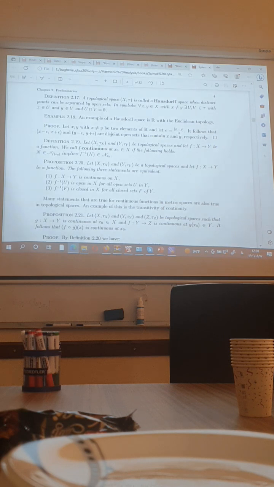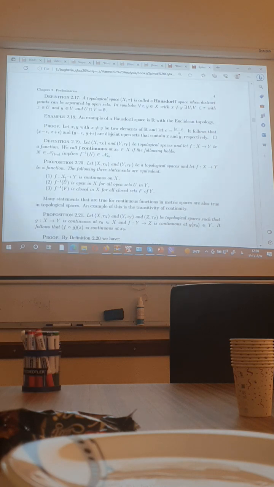Let (X, tau x) and (Y, tau y) be topological spaces, and f from X to Y be a function. We call f continuous at x0 if the following holds: for any neighborhood N of f of x0, the inverse image of N is a neighborhood of x0. This is the definition of continuity at one point, okay? One point.